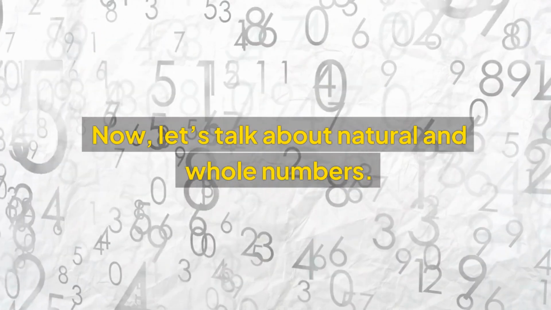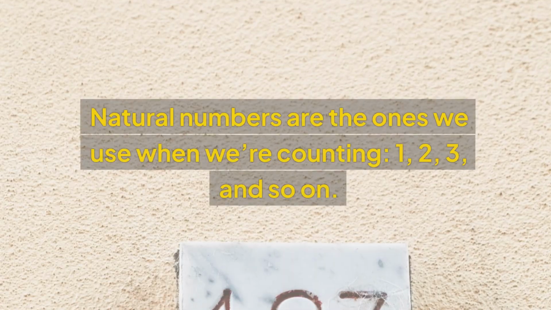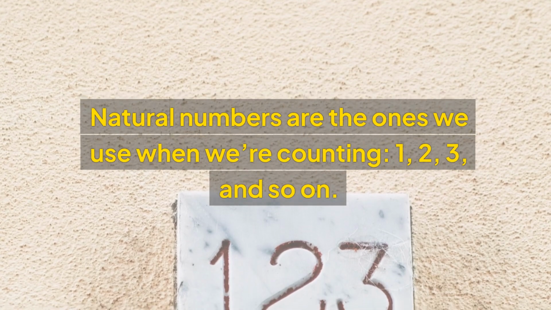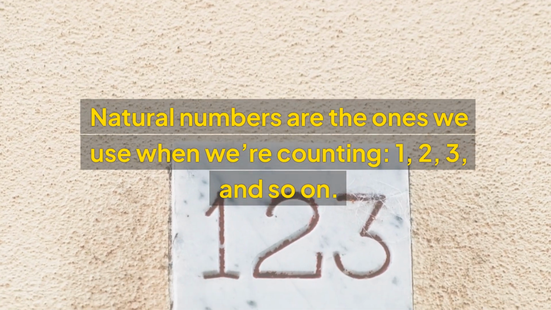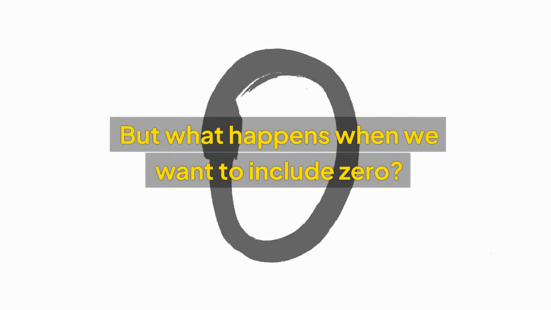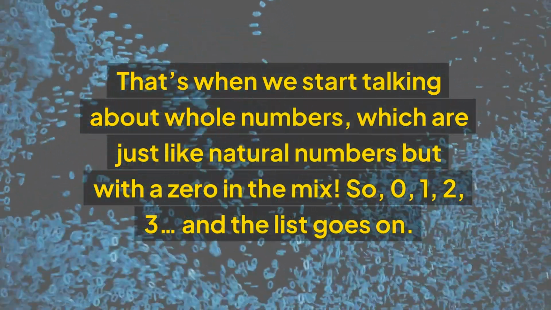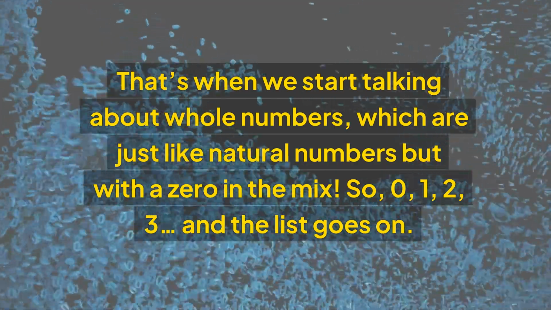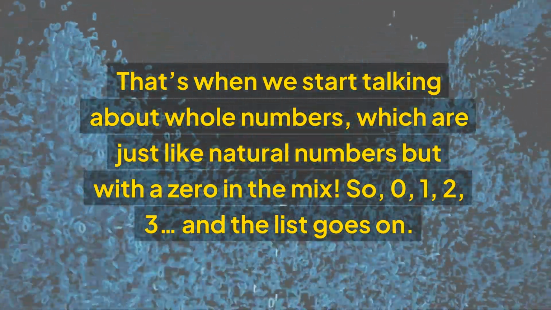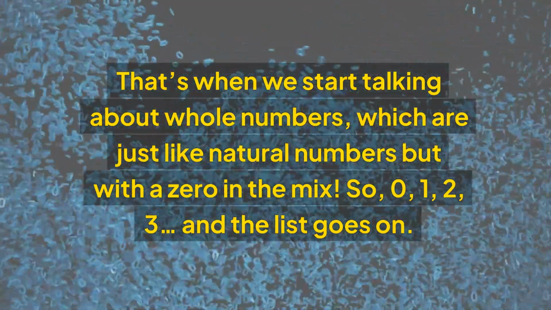Now let's talk about natural and whole numbers. Natural numbers are the ones we use when we're counting, 1, 2, 3, and so on. But what happens when we want to include 0? That's when we start talking about whole numbers, which are just like natural numbers but with a 0 in the mix. So 0, 1, 2, 3. And the list goes on.